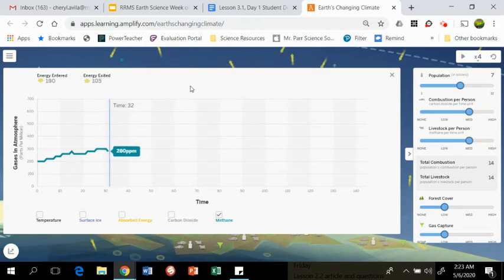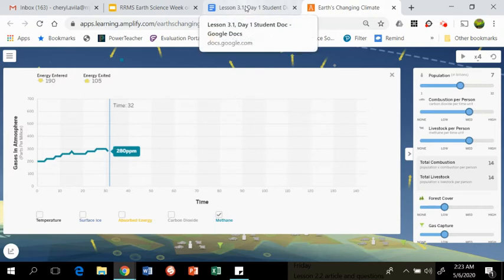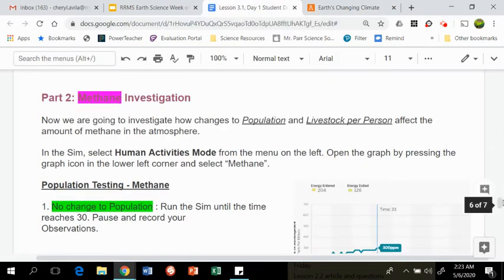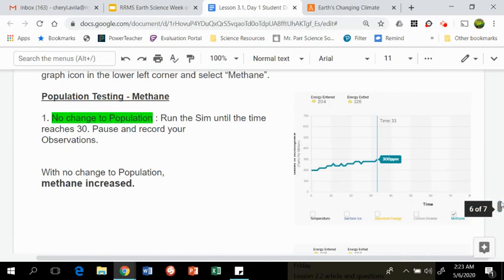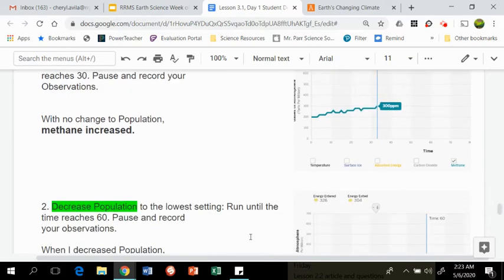Okay, so focusing on methane, which is another greenhouse gas, you see that there is an upward trend, not as steep as maybe some of the ones we saw for carbon dioxide, but this is with no changes. So we had put our answer, 6th grade science teachers, as with no change to population, methane increased. Now we're going to set population to the lowest setting, run it until the time reaches 60, and let's see what happens.